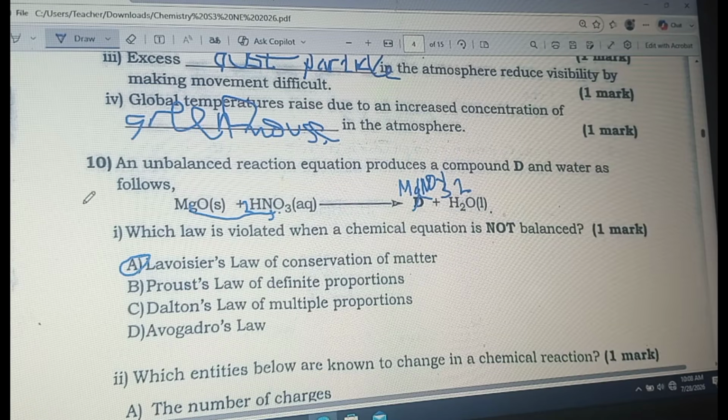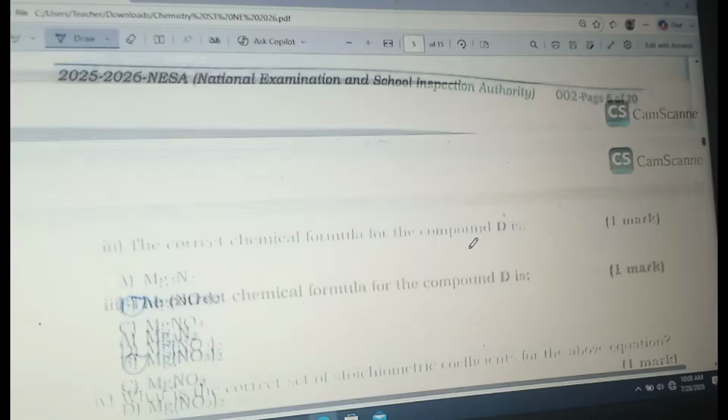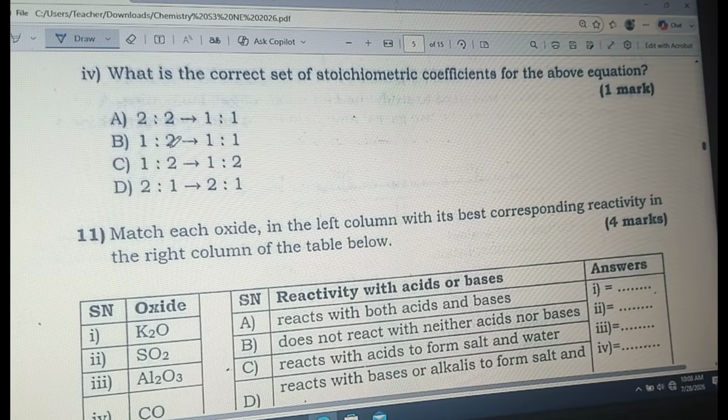In the reactants, we have 1, 2. In the products, we have 1, 1. Okay. 1, 2 to produce 1, 1. This is the best option.